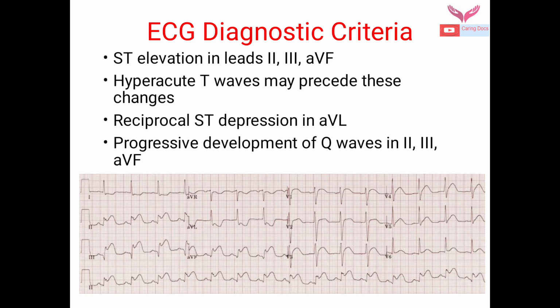The diagnostic criteria for inferior wall ST elevation MI is ST elevation in leads 2, 3, aVF. These are the inferior leads. We will see ST elevation in these leads. Hyperacute T waves may precede these changes. There may be reciprocal ST depression in aVL, and progressive development of Q waves in leads 2, 3, and aVF.